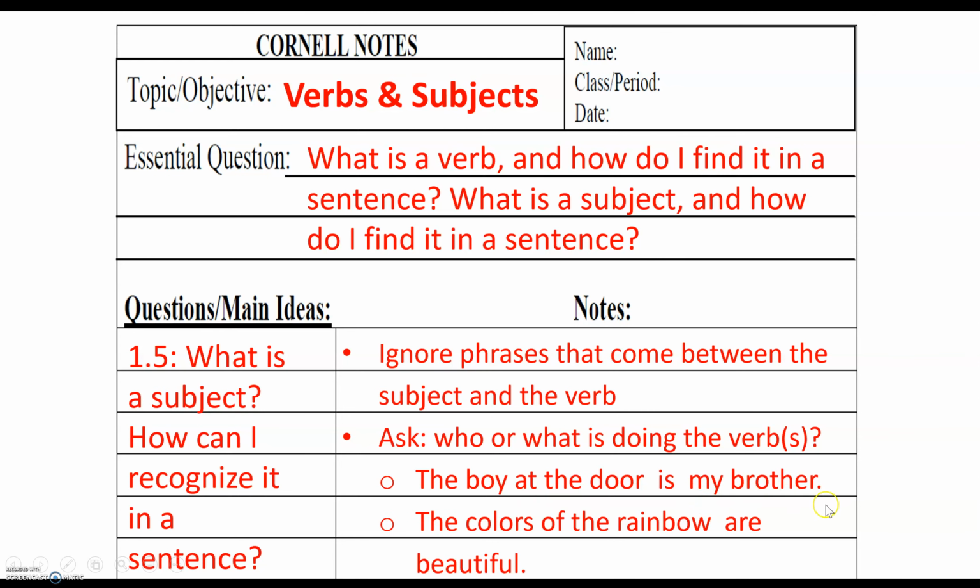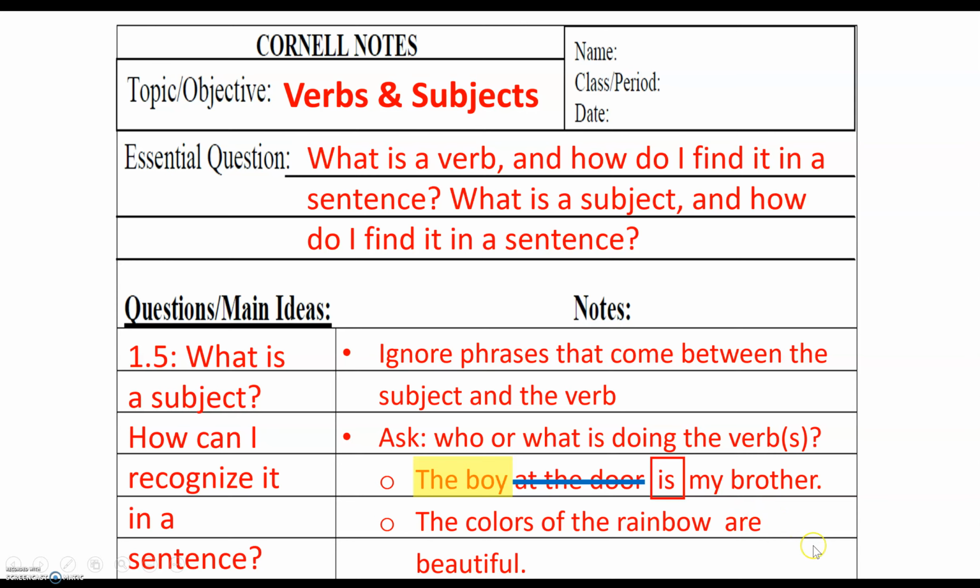We'll start with this first one. It says, the boy at the door is my brother. Okay, so I see that obviously my verb is, but I notice there's a lot of nouns here, right? I see boy, door, brother. That could be kind of confusing. So again, that's why I have to ask who or what is doing the verb. Who is my brother? And the answer is the boy. Notice I've crossed out that whole phrase between the boy and the verb, so the subject and the verb, because that's just a distractor, right? That at the door part is just some detail in the middle that's not really needed right now.